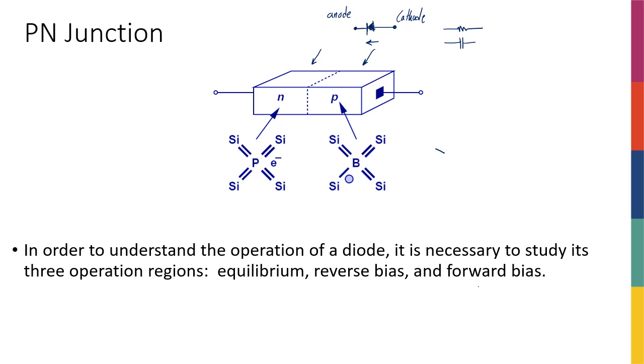Okay, we're going to talk about this device. We're going to call it for now PN junction, but we know that a PN junction is also called a diode. We're going to talk about what happens when we join these two types of semiconductors, and we're going to talk about it in three different operation regions. These regions are called equilibrium, the reverse bias, and the forward bias. We're going to see how the voltage and current of this two-terminal element are related to each other, and other things about this element.